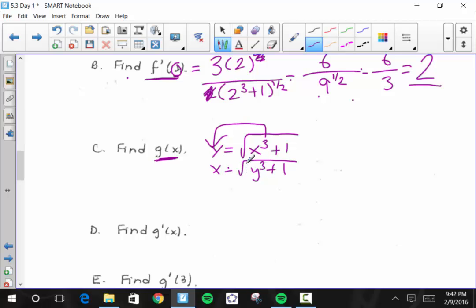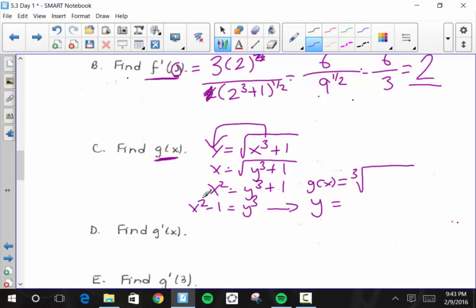Next, let's get rid of this radical by squaring both sides. So x squared is equal to y to the third plus 1. Now we're going to bring this 1 over here by subtracting it. I got x squared minus 1 is equal to y to the third. And now we're going to take the third root of both sides. And when we do that, we have y, which is g, right? That's our g function. g of x is equal to the third root of x squared minus 1.